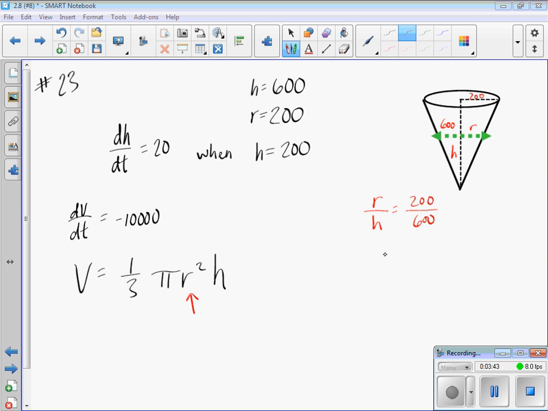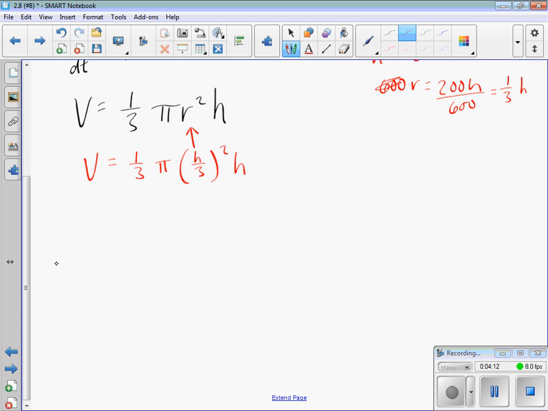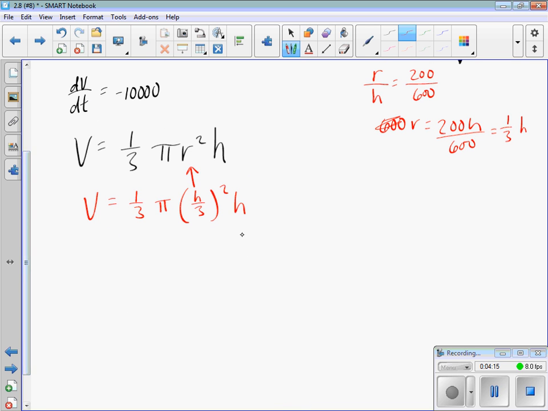Okay, so let's do our cross multiplying. We have 600r equals 200h. So to get r by itself, you just divide by the 600. So my r is a third of h, or h over 3 if you want to put it that way. So let's put that in here. And we can try to simplify that. So we're getting somewhere here. We're obviously not all the way through, but this is going to turn into h squared over 9.